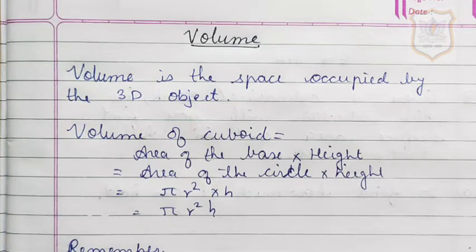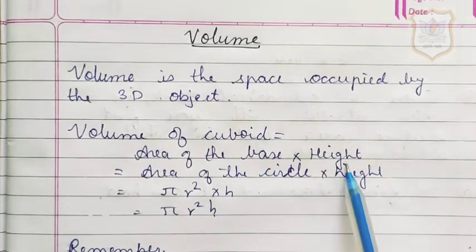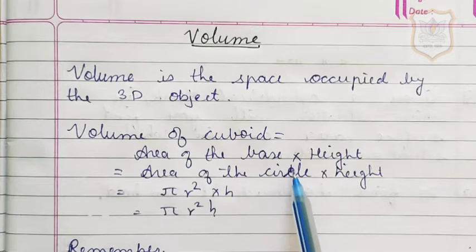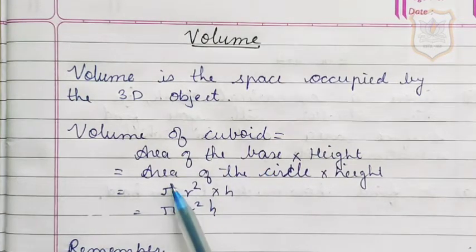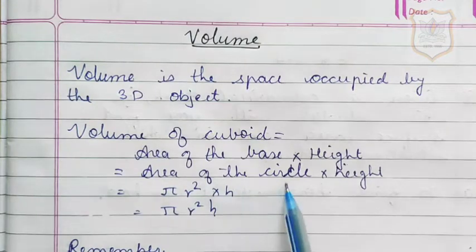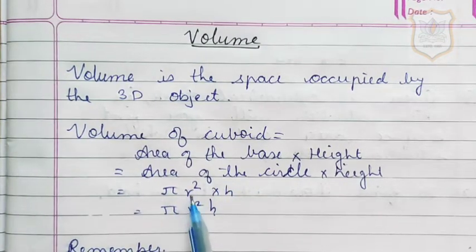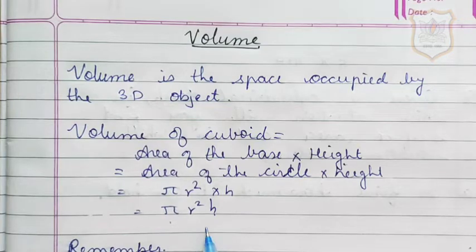that container. Now here volume of cuboid equals to area of the base into height, where area of base is in circle shape, so in the place of area of base we will use the formula of area of the circle into height. Area of the circle was pi r square multiplied by height, so the volume of cuboid will be pi r square h.